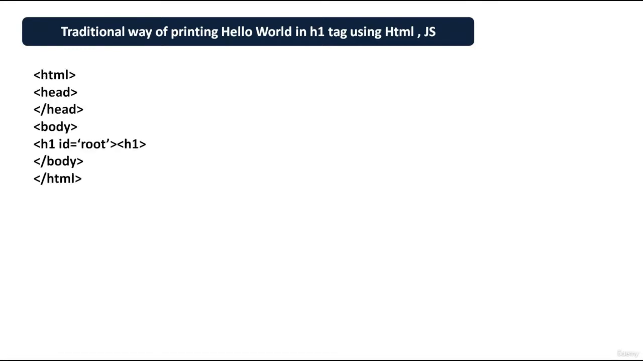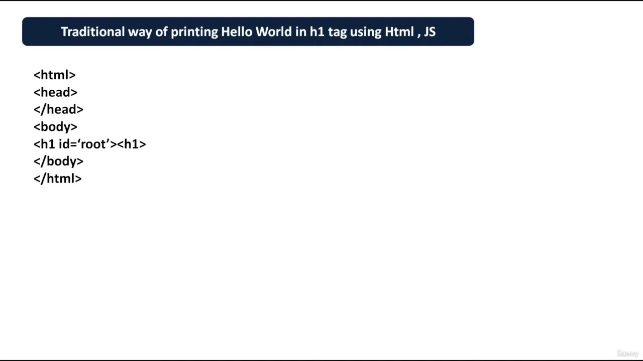So in the traditional way, first we have to write the HTML content. In that HTML content we have to write the header tags followed by the body tags. In the body tags we have to write one h1 tag. To access this h1 in the JavaScript code, we have to give it a property. Here I have given the ID property. With the help of this ID property, we can access this h1 element in JavaScript and manipulate the code of this h1 using JavaScript.